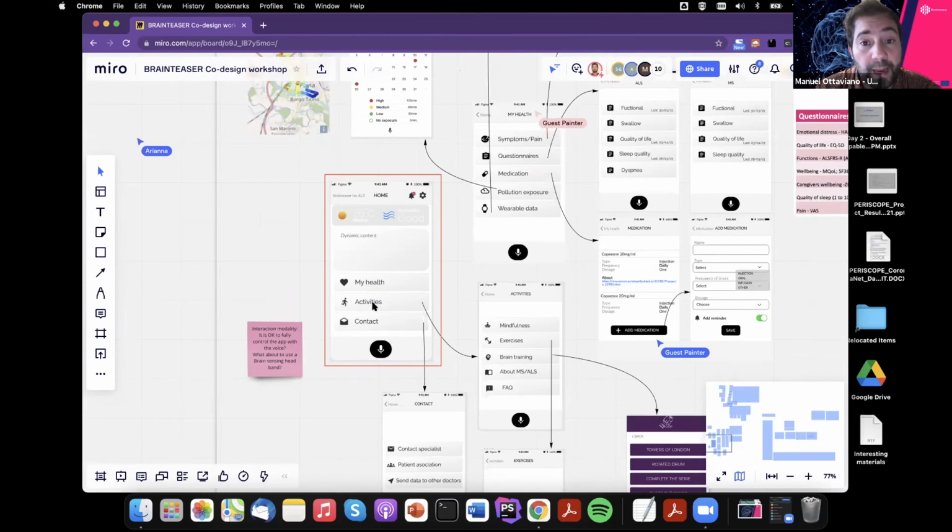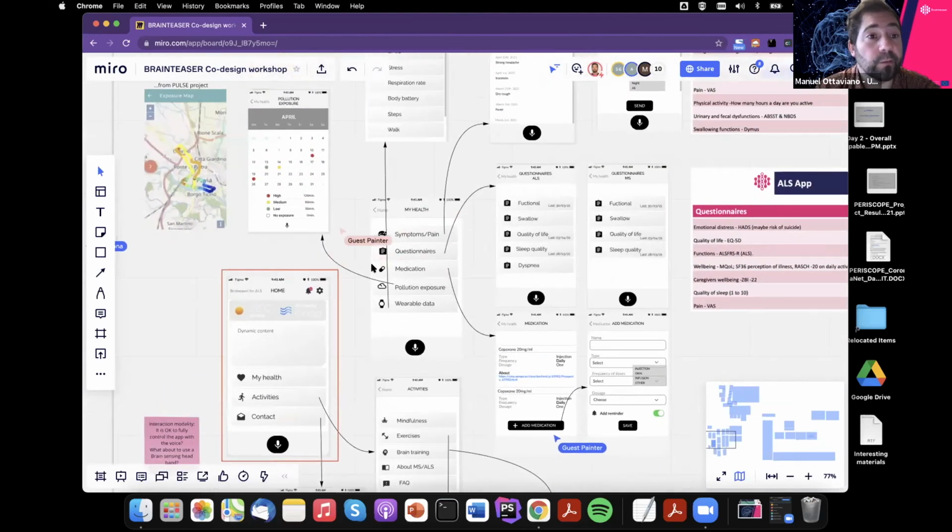For My Health, you will have a list of possible functionalities related to symptoms report, related to periodic questionnaire, the medication in case the user takes some specific medication. Then we have some information related to exposure to pollutants. That is one we are still discussing, because the feedback, as we understood before, could be critical. And then we have some information for the wearable data.